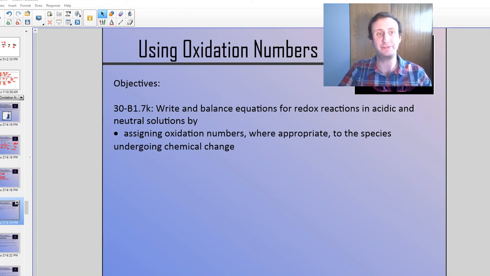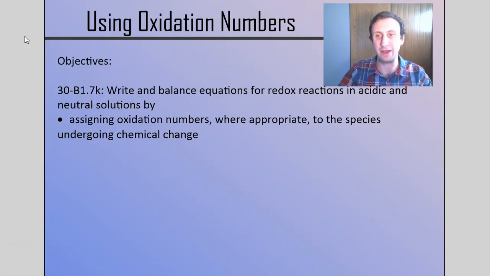Hey, Chem 30s. So this is kind of a fun lesson. This is using oxidation numbers to actually balance chemical reactions. I think it's fun because it ends up being kind of like a little puzzle that you get to solve, where we take a look at oxidation numbers, we try to make it equal for the loss and the gain, so for the oxidation and the reduction, and then we use that in order to get coefficient numbers to complete balancing. So today's objective is to write and balance equations for redox reactions in acidic and neutral solutions.